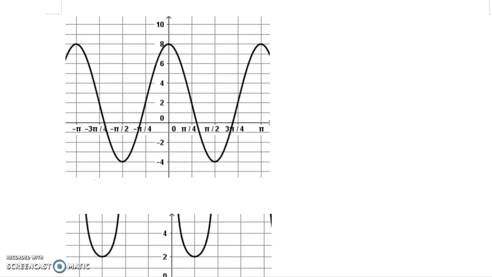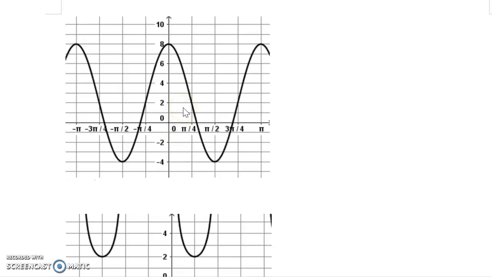The first thing we want to figure out is the midpoint of this function. If you take a look at the graph, it has an absolute minimum at -4 and an absolute maximum at 8, which means if I take the midpoint between those two values, that gives me the middle of the function, at y equals 2. So from 2 to 8 is a space of 6, and from 2 to -4 is also a space of 6. That tells me the amplitude of this function is 6.